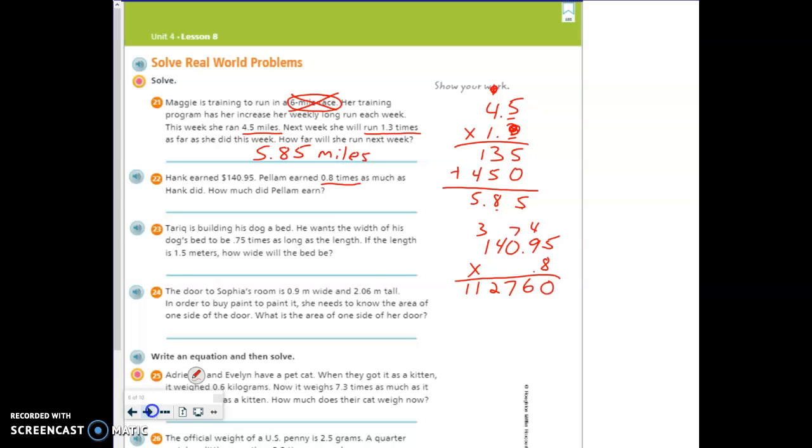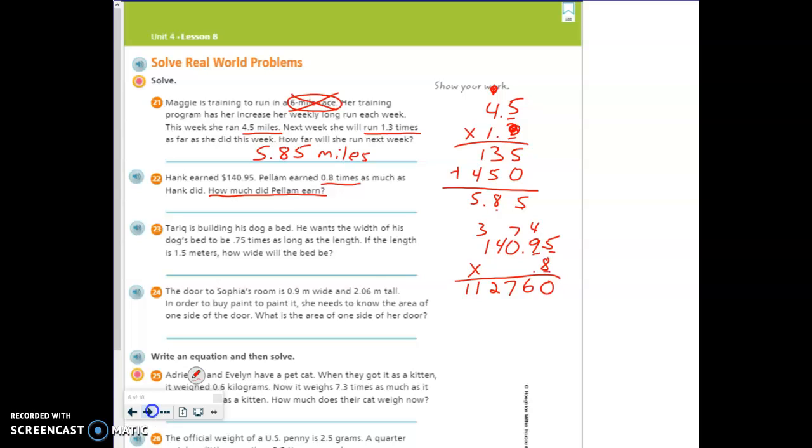But now I will need to count. This is where it gets kind of fishy and kind of weird on this problem, is we're dealing with money, right? How much did Pelham earn? So we know it's going to be money. So in our mind, we automatically think, well, 2 numbers behind the decimal point. But if we take a look at it here, it's going to make sense here in a little bit.